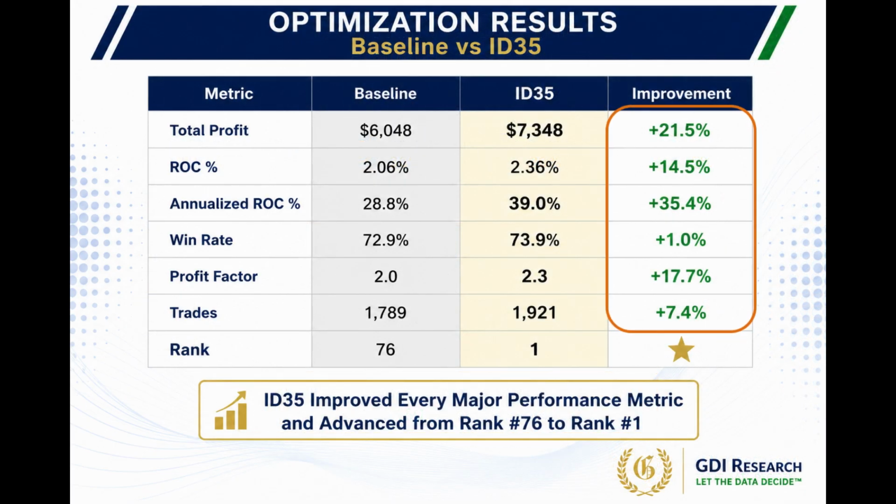ID35 outperformed the baseline across every key metric. Total profits rose 21.5%, return on capital increased 14.5%, annualized return on capital climbed 35%, win rate improved 1%, profit factor gained 17.7%, and the number of trades increased 7.4%. These results show the optimization process added significant value.